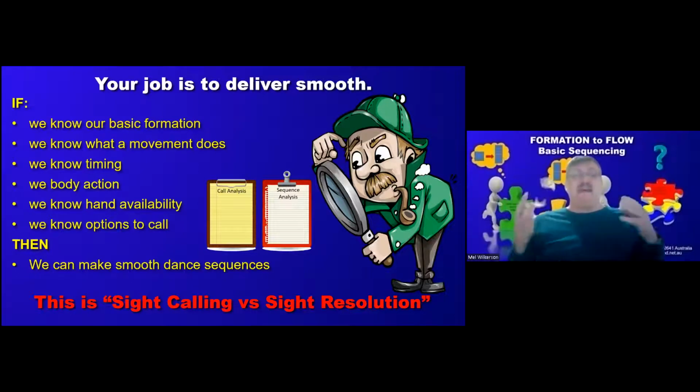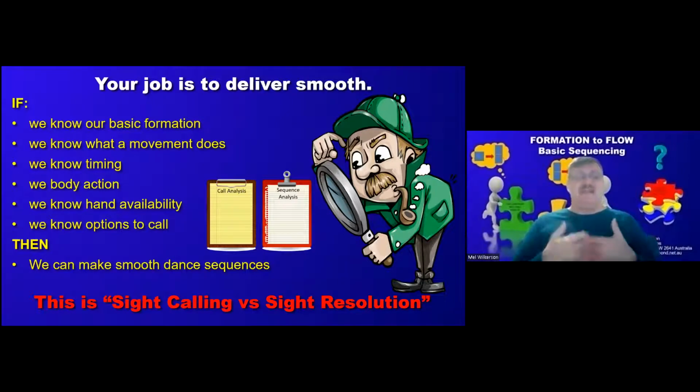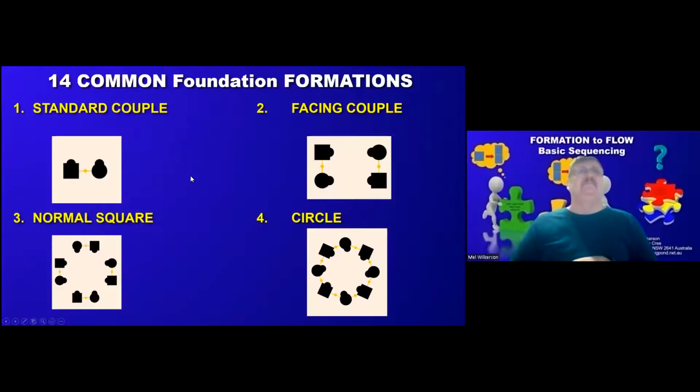And you know what that is? That becomes the essence of sight calling versus sight resolution, i.e. we're moving the dancers smoothly. Smooth and flowing choreography is the basis of retaining happy and comfortable dancers that want to come back and dance to you. And this is where we actually get into the start of sight calling, because we're looking at the dancers and moving around the floor. We're not doing sight resolution, we're doing sight calling.